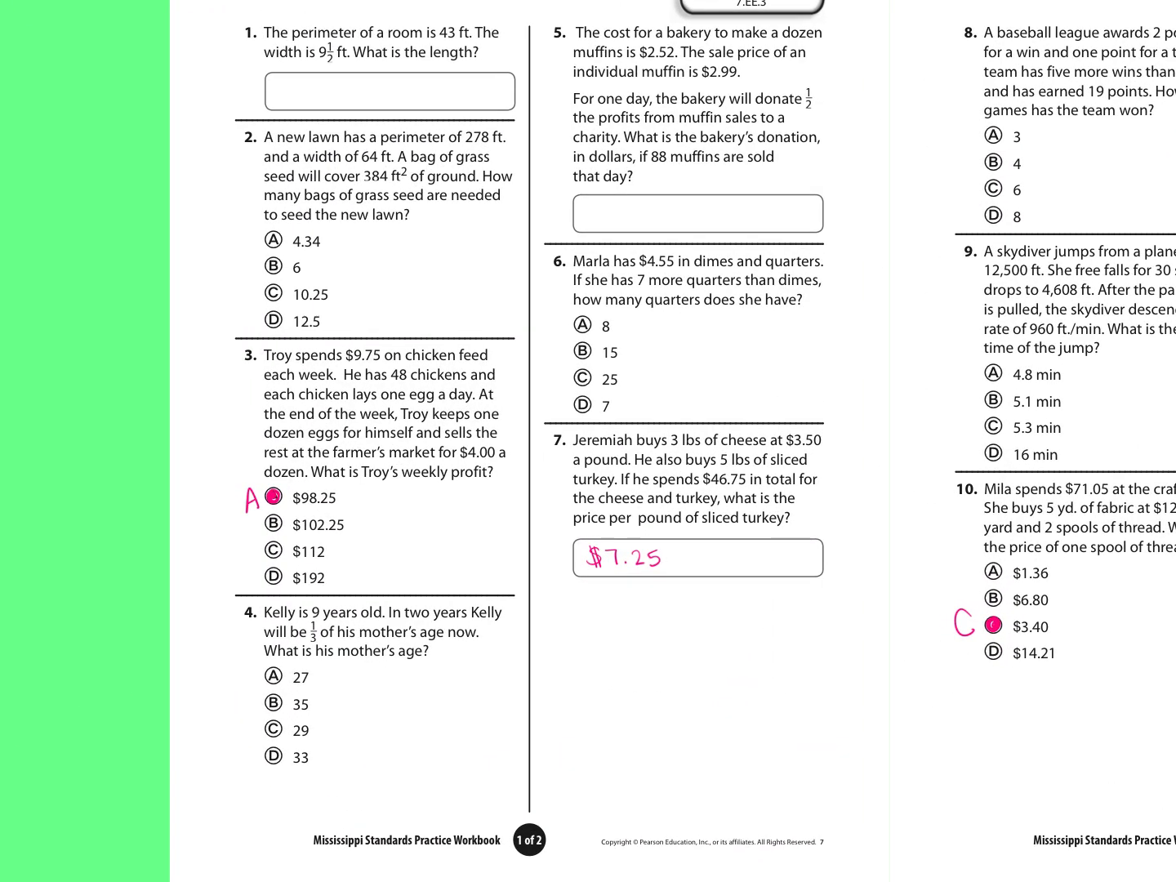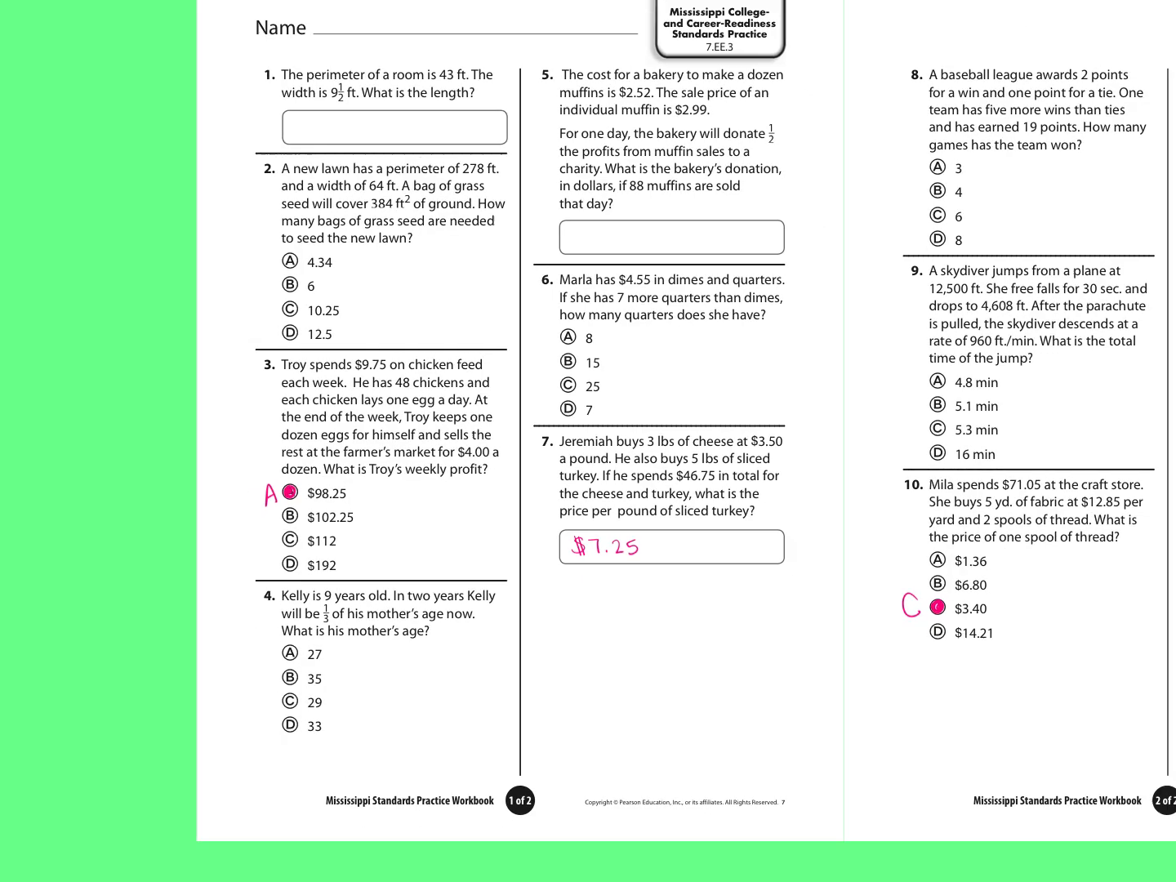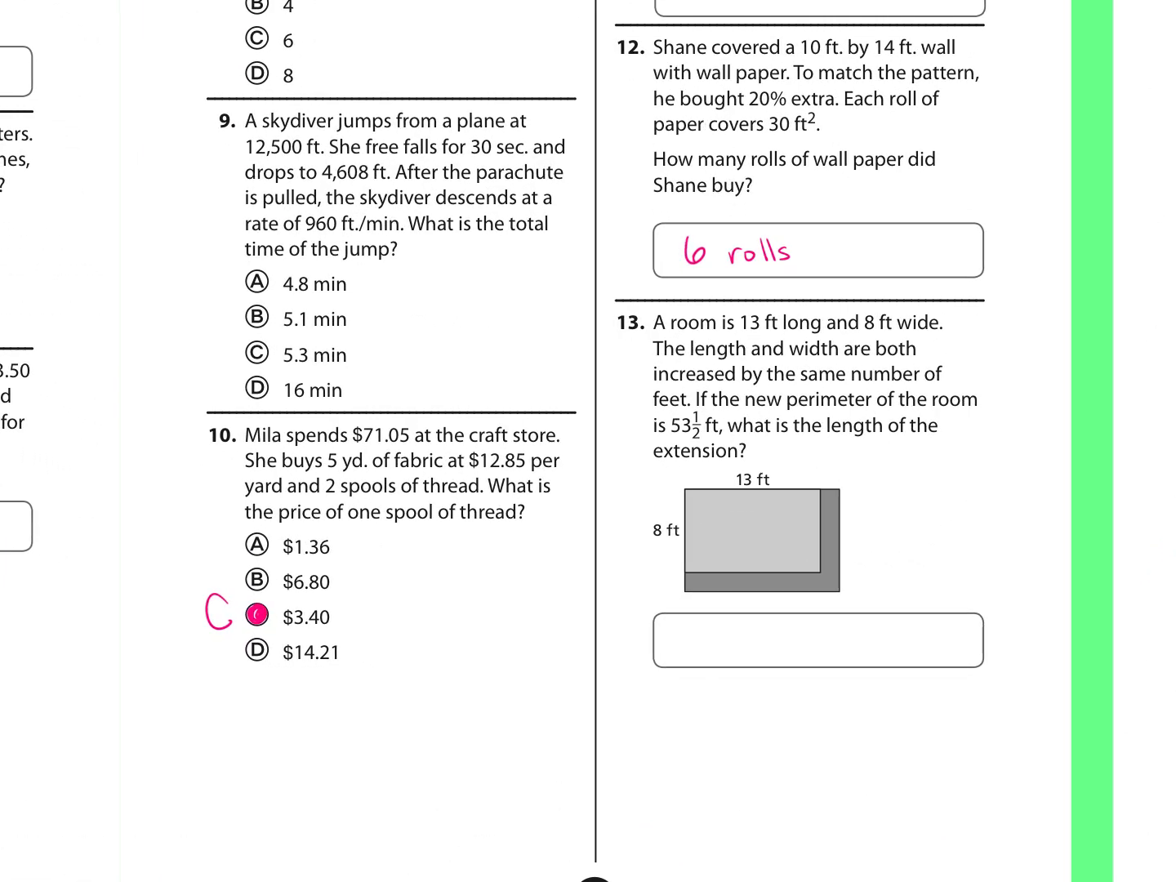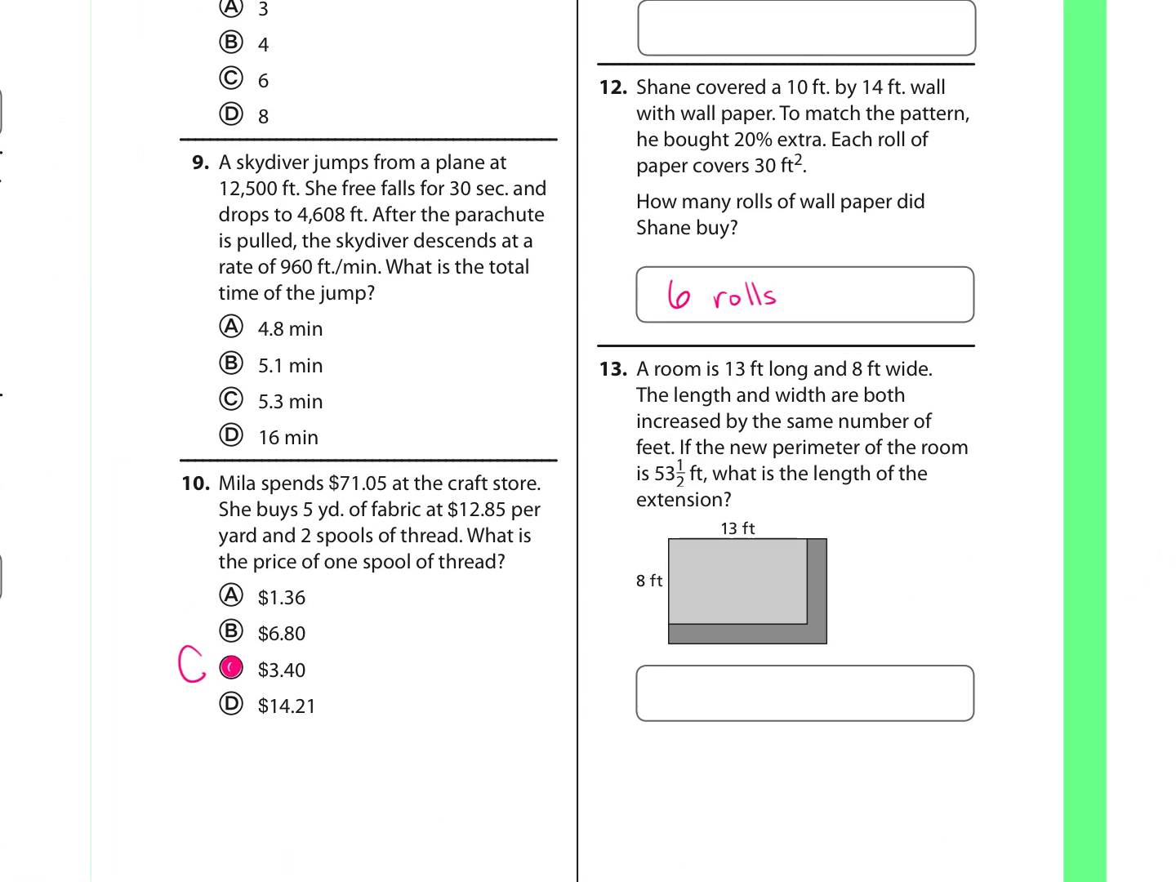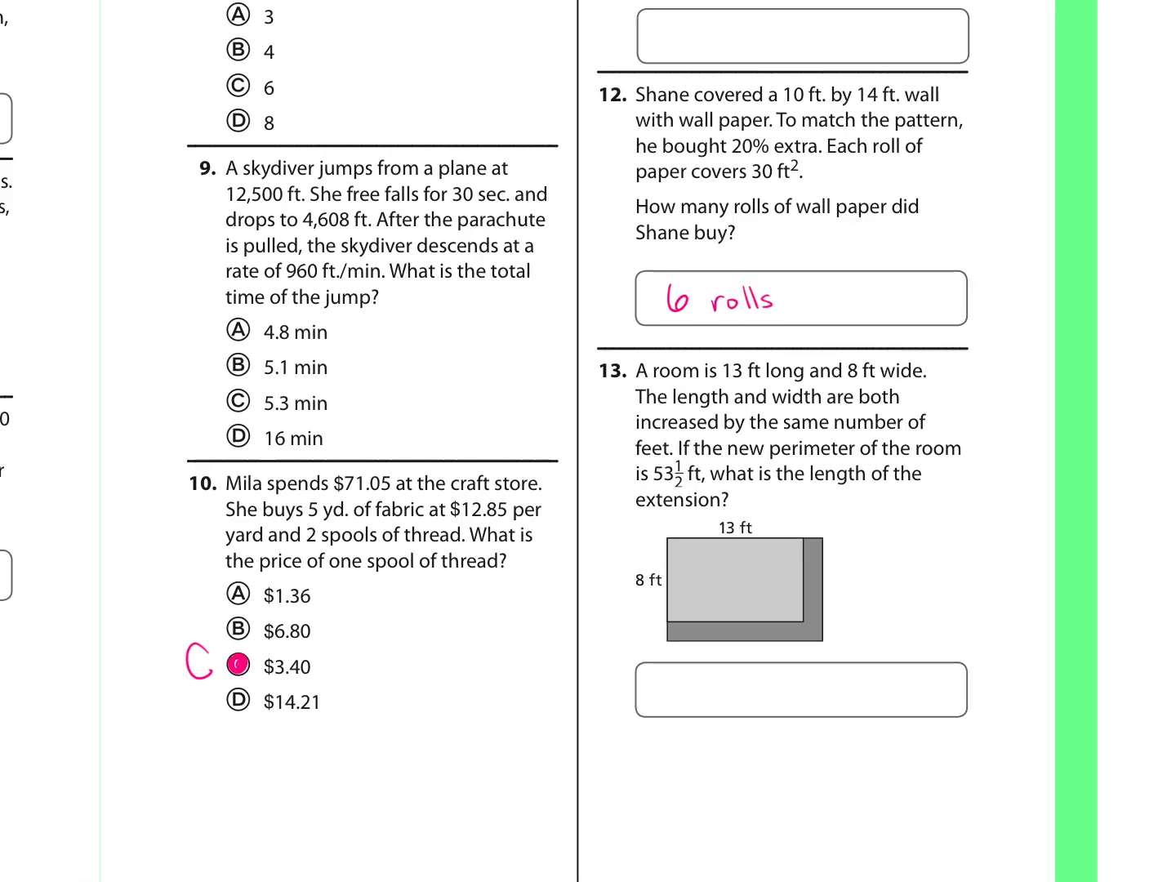EE3, number 3 is A. Number 7 is $7.25. Number 10 is C. Number 12 is 6 rolls.